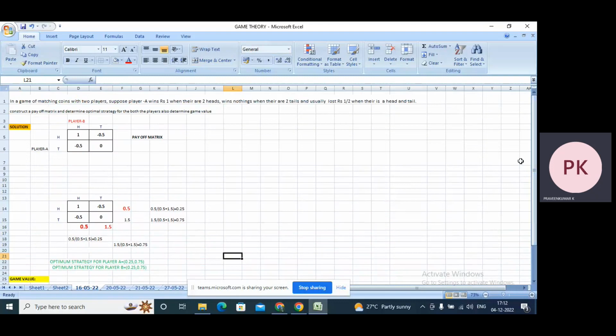Since there is no saddle point, that's why we are calling it a mixed strategy problem. To find the game value and optimum strategy for the mixed strategy problem, you need to follow these procedures.